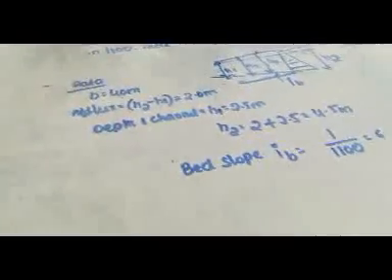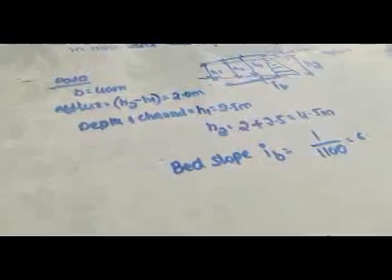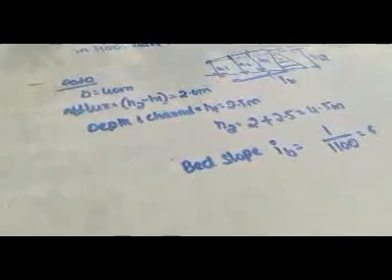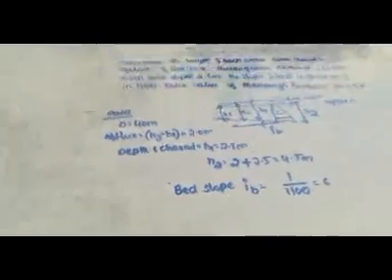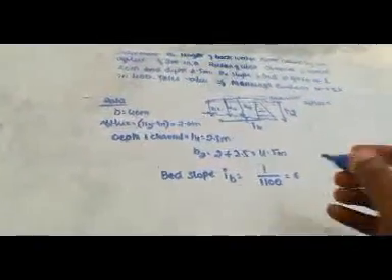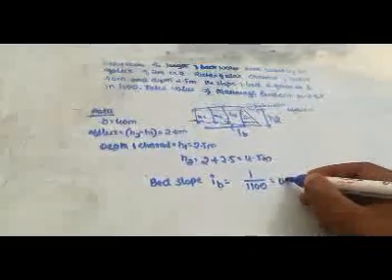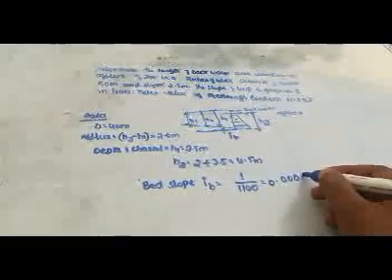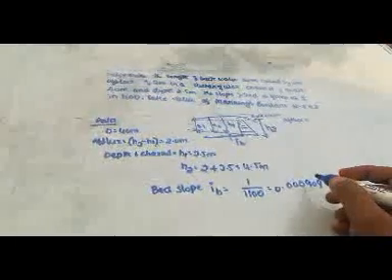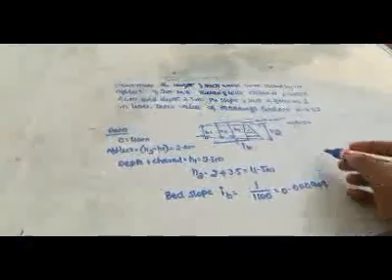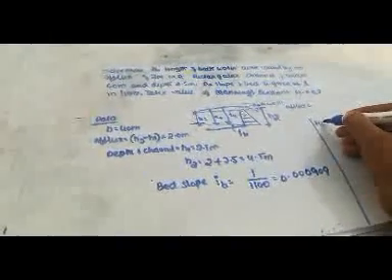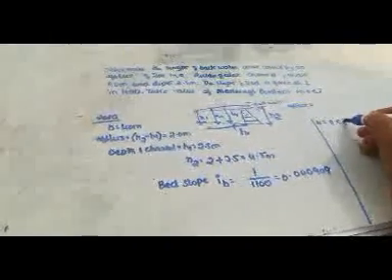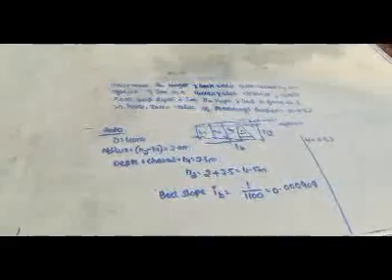So the answer is IB is equal to 1 by 1100, we can write it as 0.000909. Then the Manning's constant n is given as 0.03.